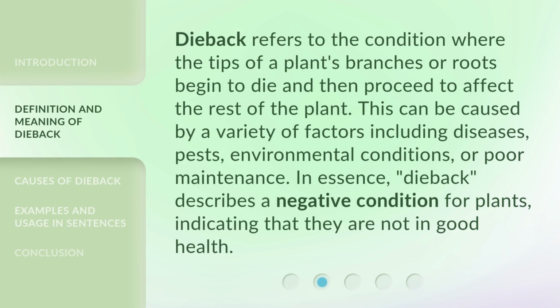Dieback refers to the condition where the tips of a plant's branches or roots begin to die and then proceed to affect the rest of the plant. This can be caused by a variety of factors including diseases, pests, environmental conditions, or poor maintenance. In essence, dieback describes a negative condition for plants, indicating that they are not in good health.